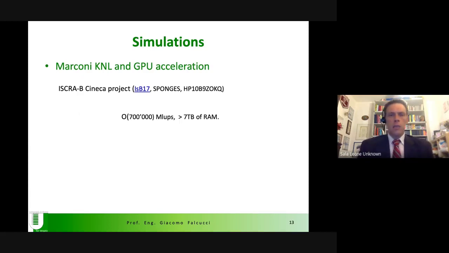So we ran the simulations on the HPC facilities, Italian facilities at Cineca, and I was the PI in an ISCRA B project, a Cineca project, for the investigation of this sponge. We ran simulations in the order of 700,000 megaloops with more than 7 terabytes of RAM required.